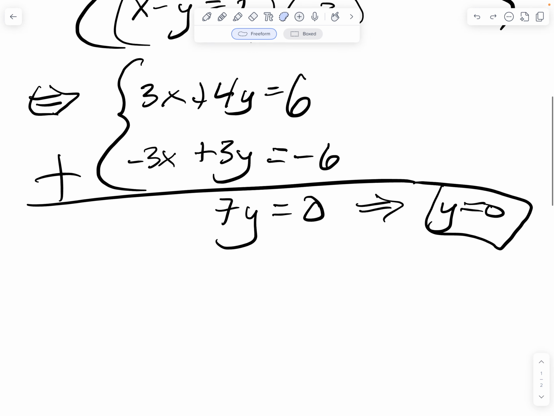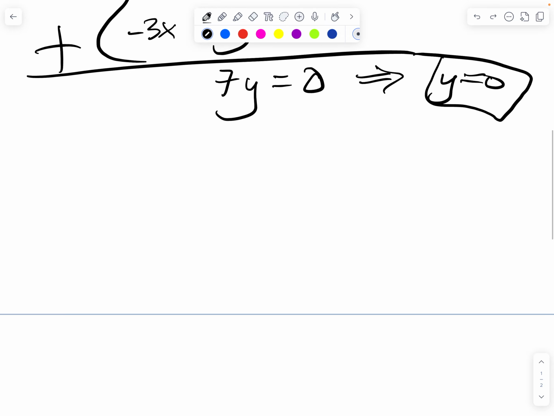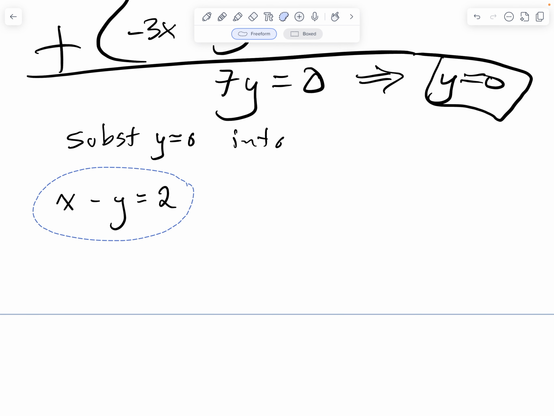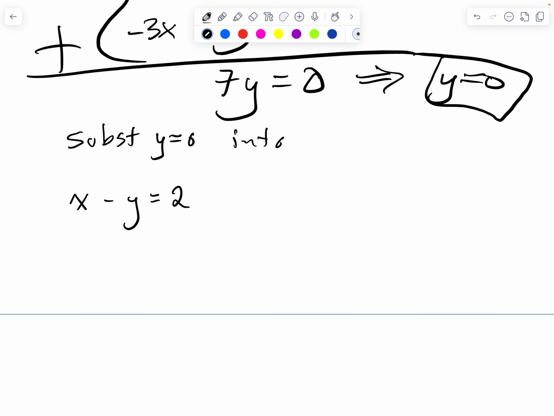I'm not going to pick a hard one. So to tell my reader what I'm doing, I would say substitute y equals 0 into, oh wait, how do I paste? Paste, there we go. Substitute y equals 0 into that, and that gives us x minus 0 equals 2, or x equals 2. Boom.